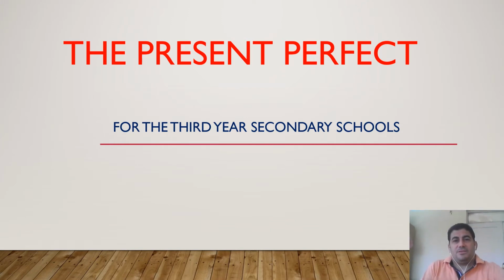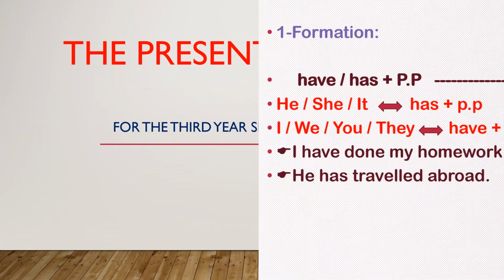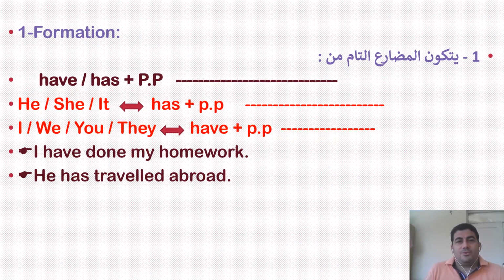This is the present perfect for the third year secondary schools. First of all, we have to know the formation of this tense. Number one, it consists of have or has plus past participle. And of course we know that has comes with he, she, it, and any singular noun plus past participle. But have comes with I, we, you, they, and any plural noun plus the past participle.